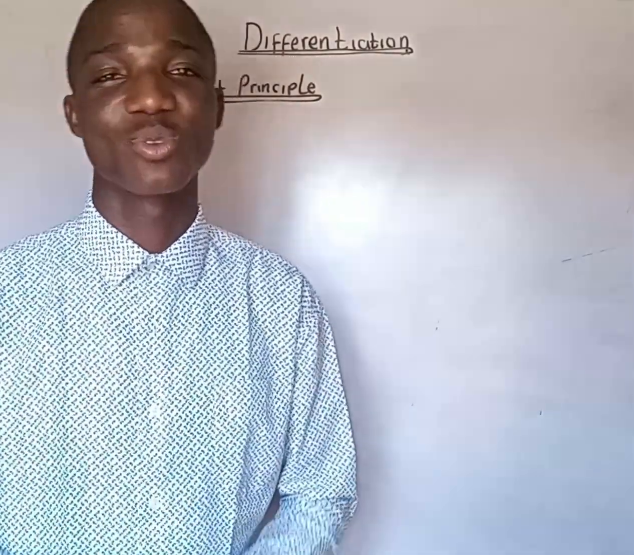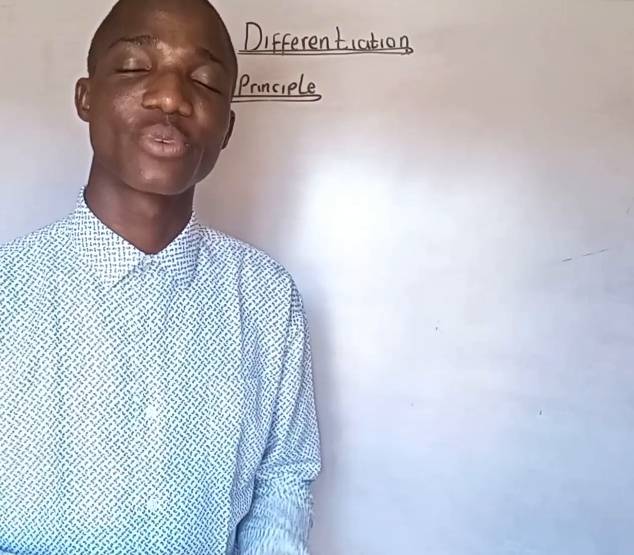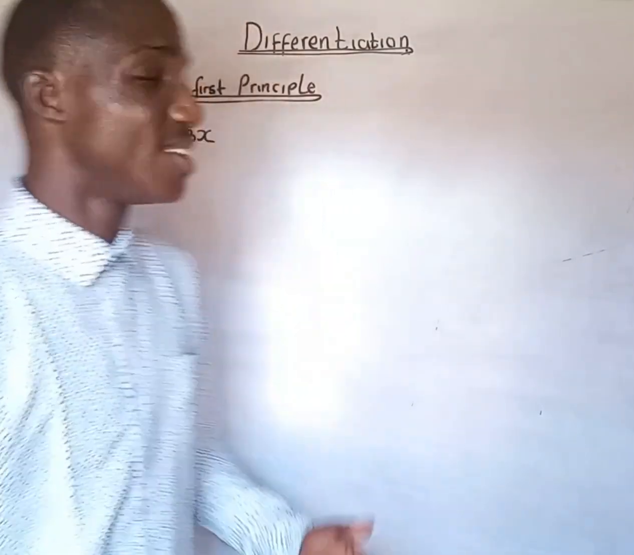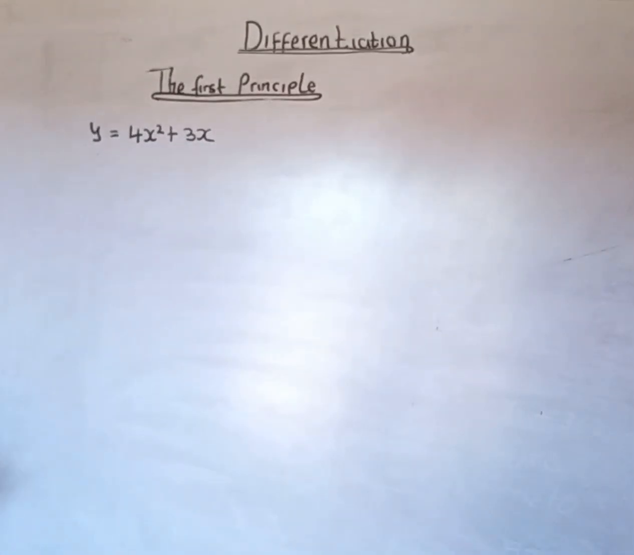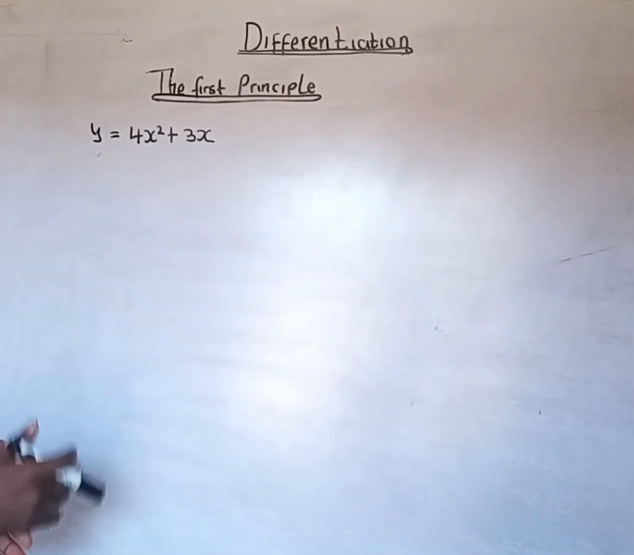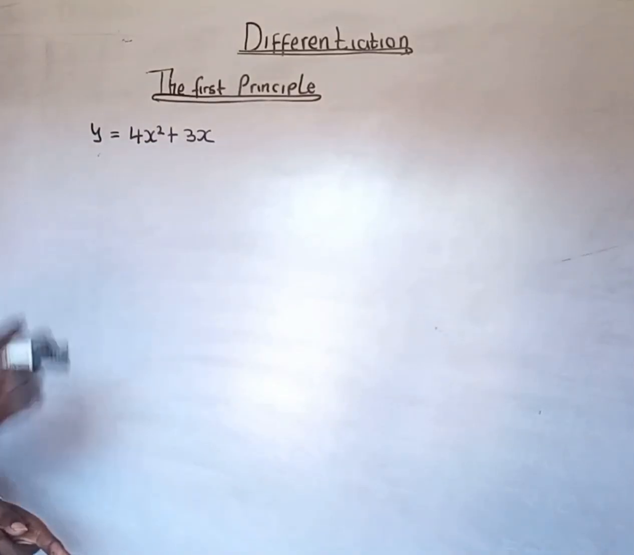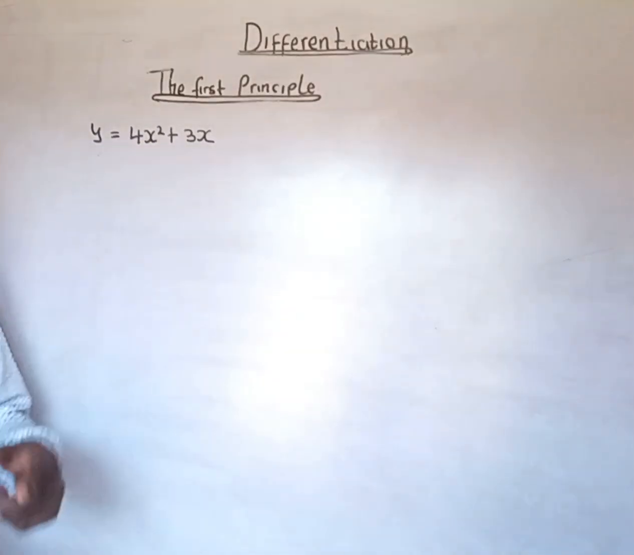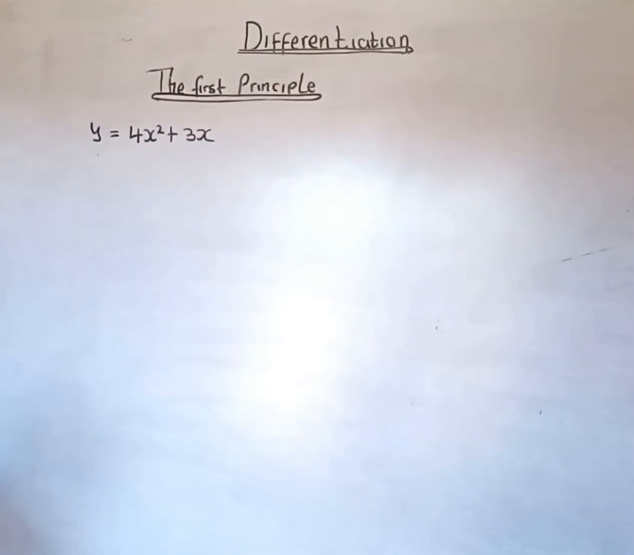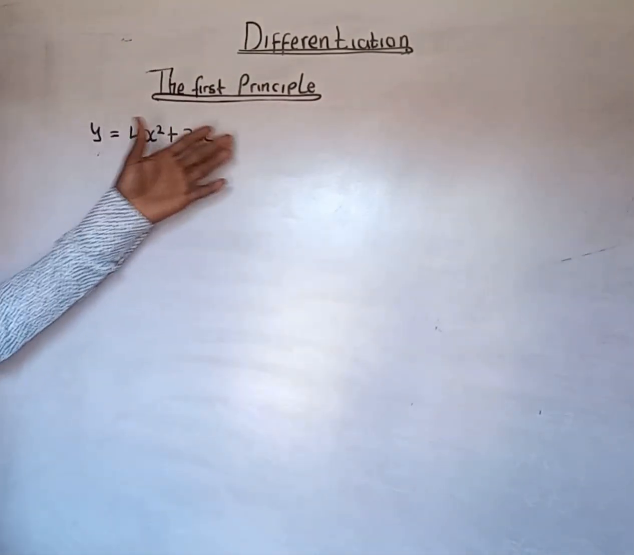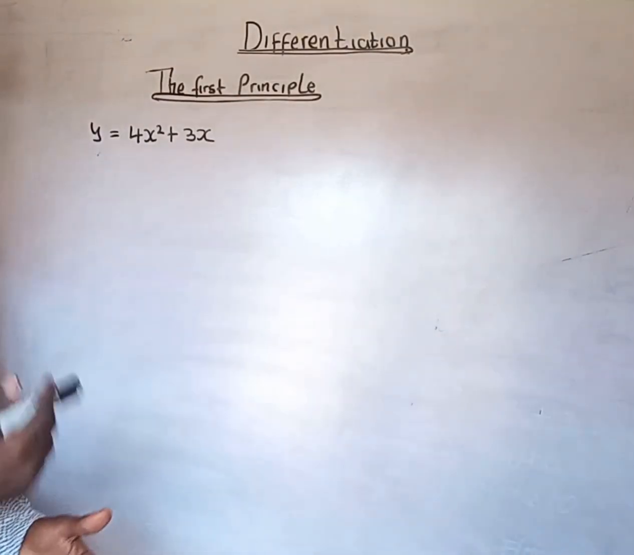In today's video, I'm going to be solving another question using the first principle of differentiation. This is the question that I'm going to be solving. I told you in my previous video that the first thing to do is to increase x by a small change, that is delta x, and increase y by delta y. That is, anywhere I see y, I'm going to be substituting y plus delta y, and anywhere I see x in this equation, I'm going to be substituting x plus delta x.